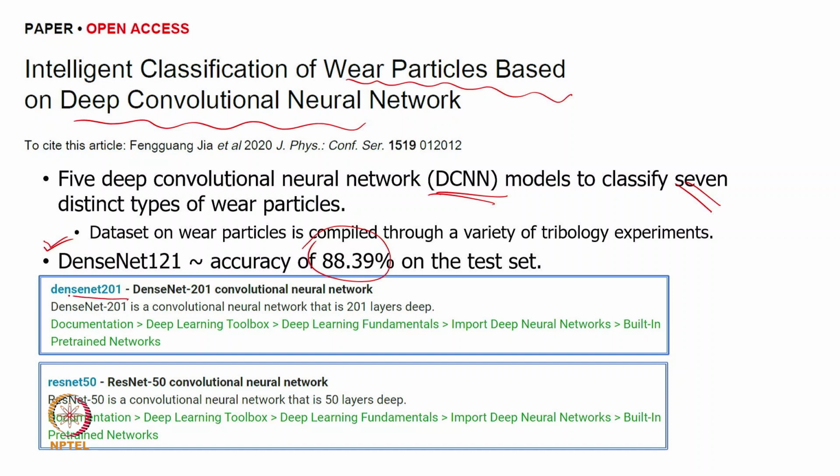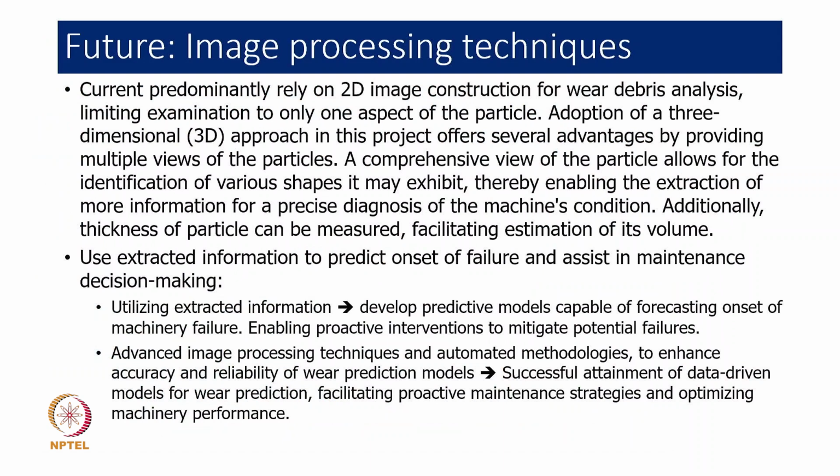Now they have DenseNet 201, which is a convolutional neural network of 201 layers. There's another one, ResNet, where I say equal size is a must. They use 50 layers for that. So these are already inbuilt MATLAB algorithms which we can utilize to get good results.